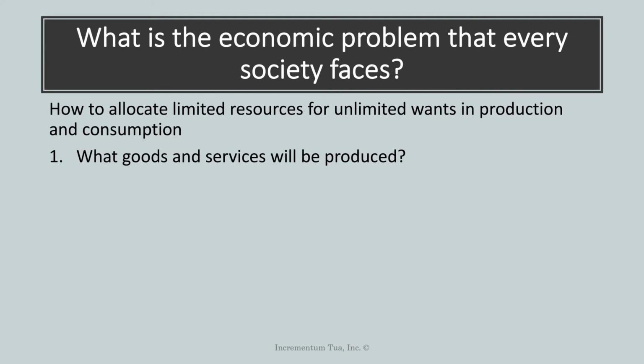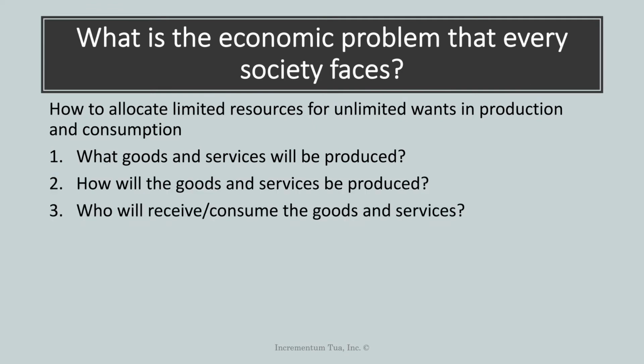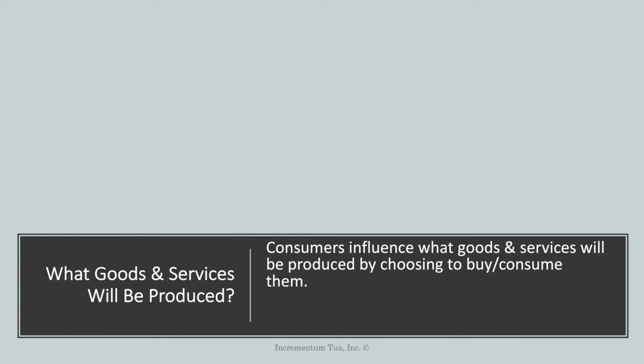What goods and services will be produced? How will the goods and services be produced? And who will receive or consume these goods and services? We'll start with what goods and services will be produced. It's actually consumers that decide this.